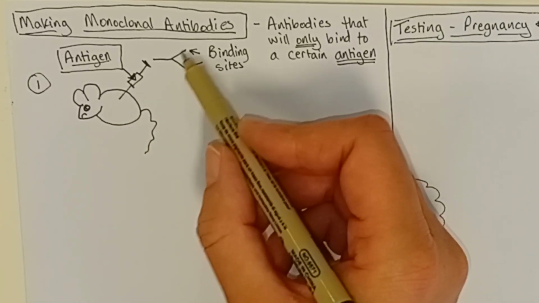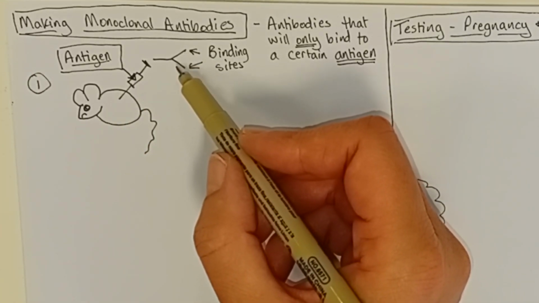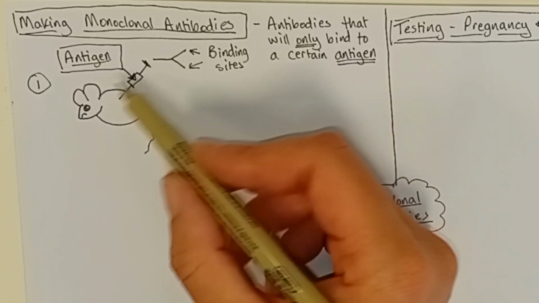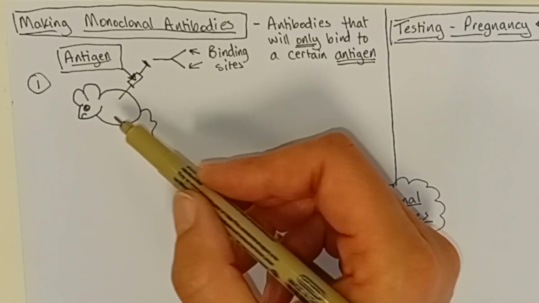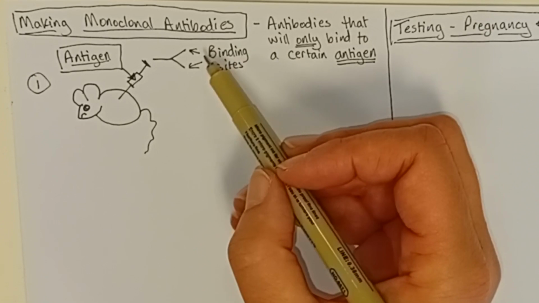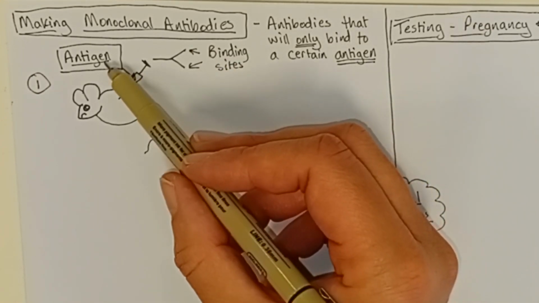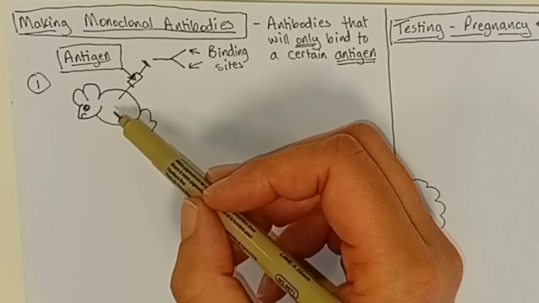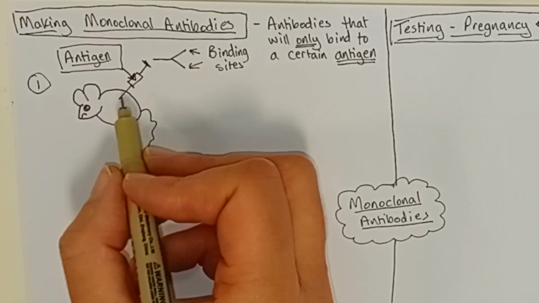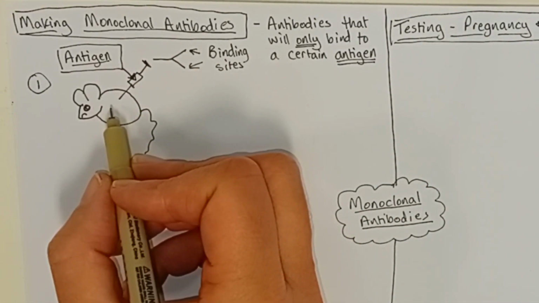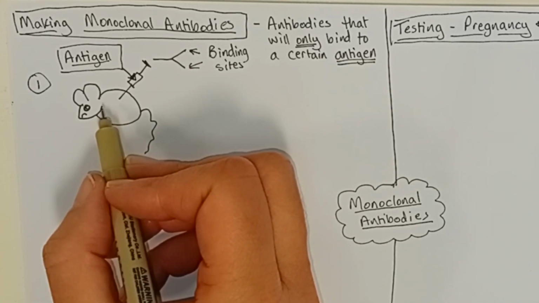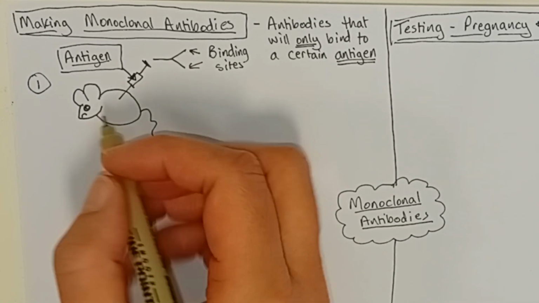If we want the antibody to bind to anabolic steroids, to test for steroids, then the mouse is going to be injected with anabolic steroids. If we want the antibody to bind to COVID virus particles, the mouse is going to be injected with COVID. When that mouse is injected with antigens, it will have an immune response and it will make B cells.